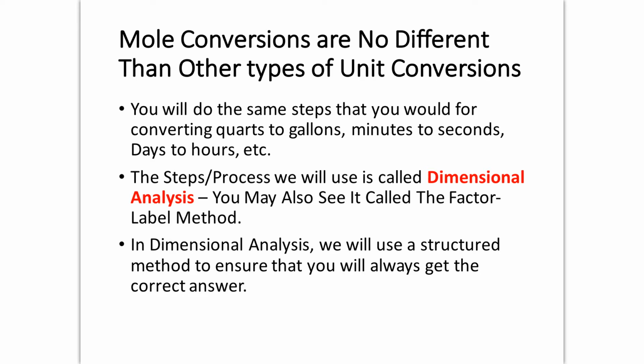Okay? The process that we will use to do the conversions is called dimensional analysis. You may also hear me call it the factor label method. So if you see it written or heard, the factor label method, it's the same thing as the dimensional analysis method. In dimensional analysis, we will use a structured method to ensure that you always get the correct answer. So if you follow the procedure, you should always get the correct answer with the correct units, unless you make a small calculator error by punching in the wrong number or something.